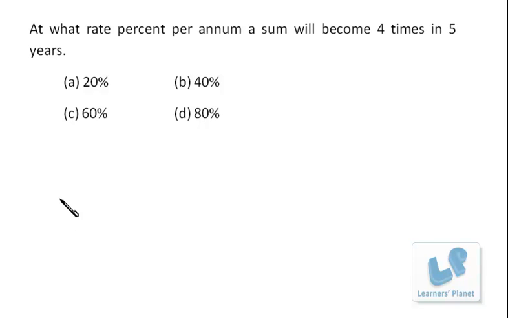Now the problem is quite similar to the previous one. At what rate percent per annum will a sum become 4 times in 5 years? Now the principal, suppose I assume the principal to be P, or you can maybe assume it to be 100 also. Suppose I assume it to be P, that is principal, and I have to make it 4 times, that is 4P. So what is the interest? Interest is 4P minus P, that is 3P.